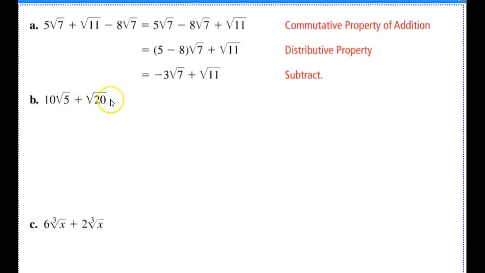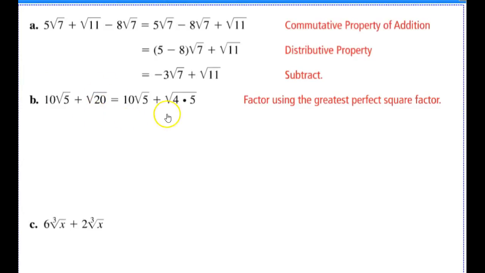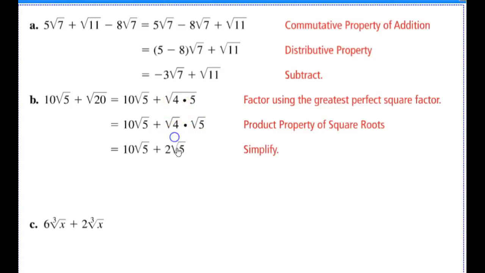First, I see that this is a radical that I can simplify and write in a different form. So the first thing I have to do is factor this one out. I leave the first one alone because 5 is as simple as it gets and I can't factor 5. So I factor this square root of 20 using the number 4 because I know that 4 is a perfect square. So then I use my product property and separate them out, and simplify from there because I know the square root of 4 is the same thing as 2.